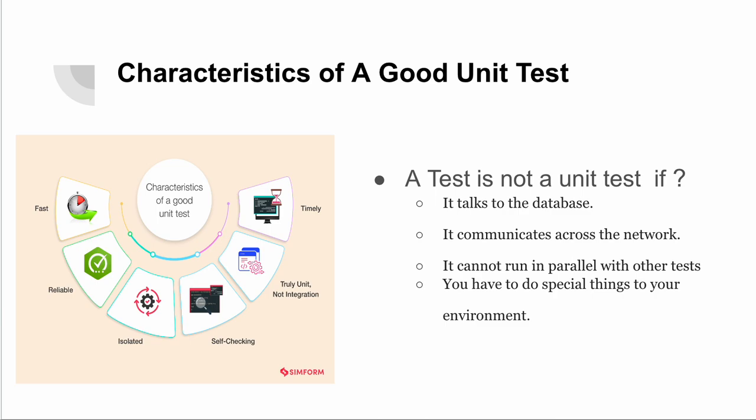Now let's discuss some of the characteristics of a good unit test. A good unit test should be fast, reliable, isolated, self-checking, truly unit not integration, and timely. And a test is not a unit test if it talks to a database, it communicates across the network, it cannot run in parallel with other tests, or you have to do special things to your environment.